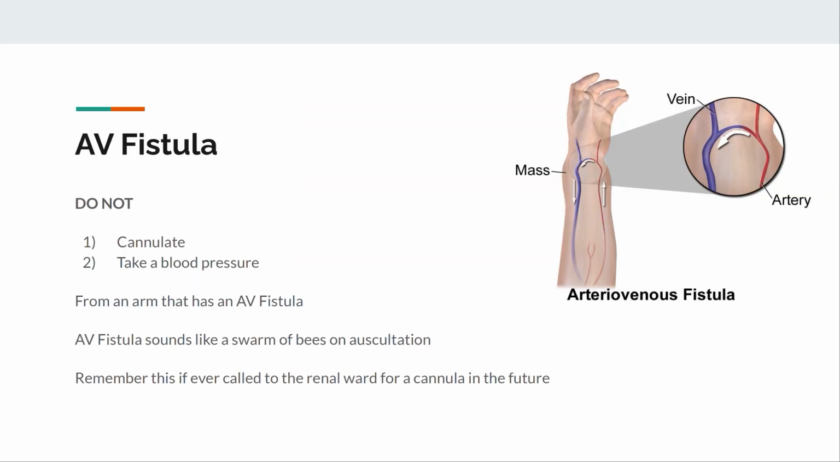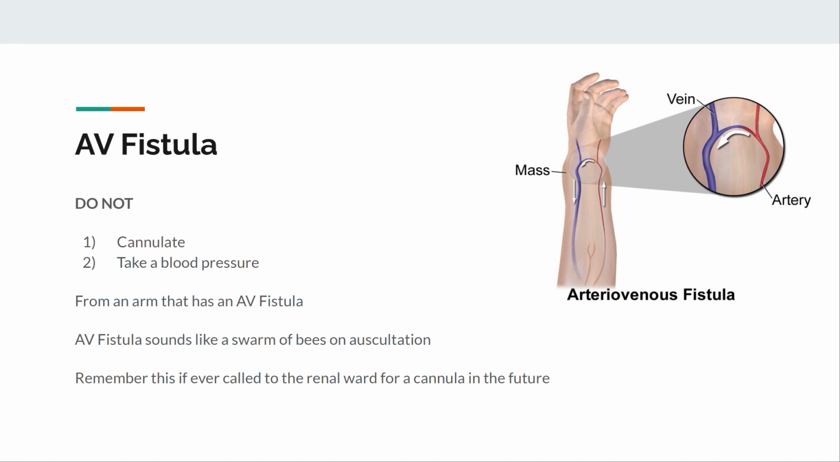Just notes about dialysis. If someone's going to have dialysis long term, a vascular surgeon can create an arteriovenous fistula, which is used to make it easier to have dialysis. If someone has an AV fistula, you can't put a cannula in that arm because you risk blowing it up, and you can't take a blood pressure on that arm for the same reason. If you put your stethoscope over the AV fistula, it'll sound like a swarm of bees.